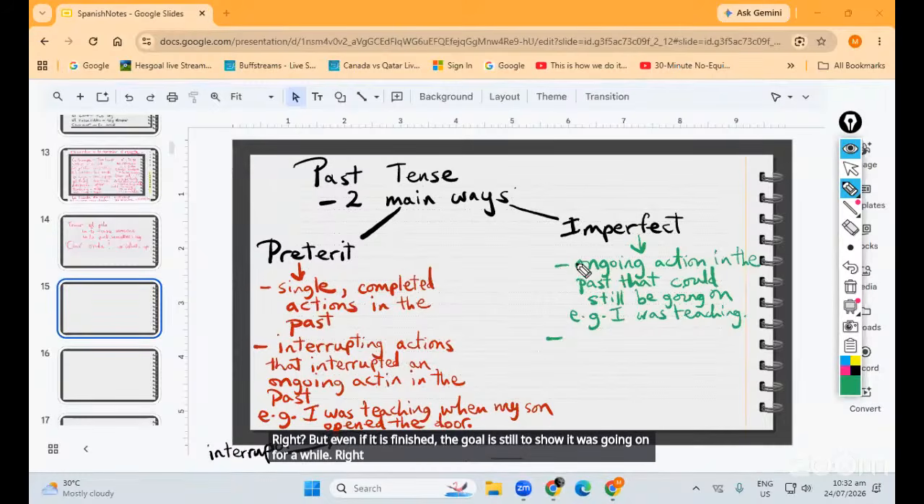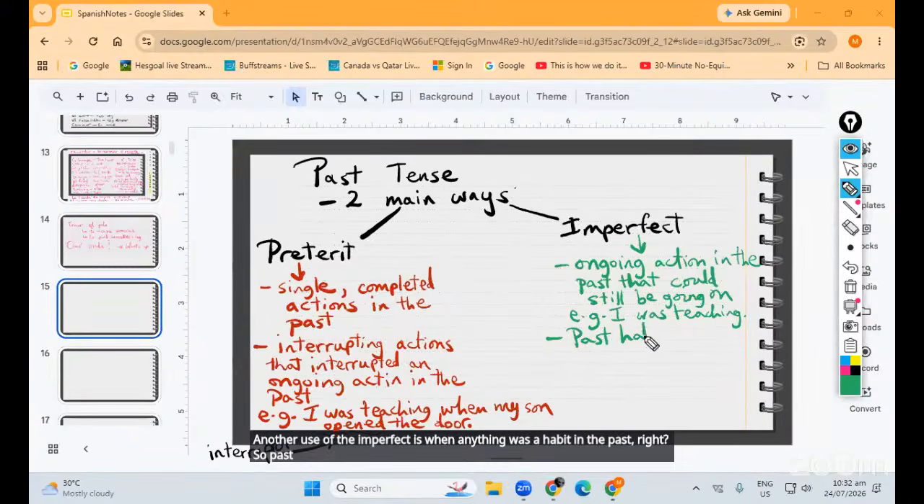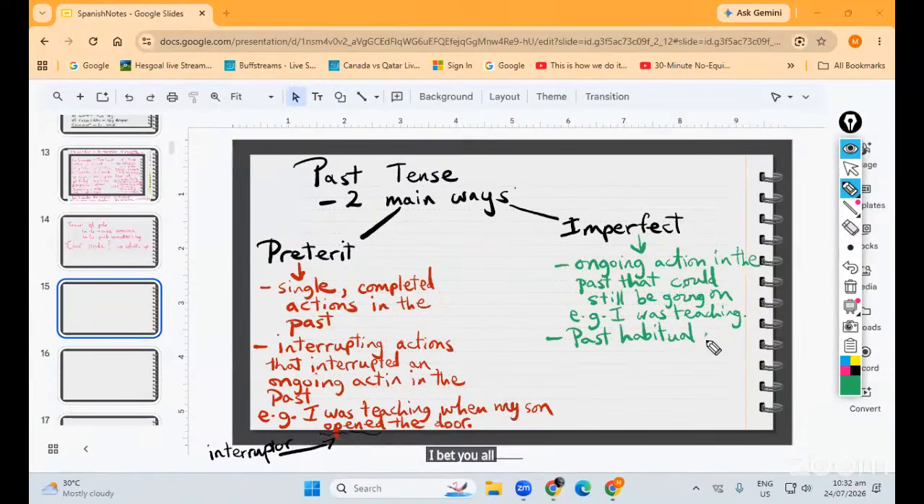Right? Another use of the imperfect is when the thing was a habit in the past. Right? So past, habitual action. Right? So I used to teach at a different school. It went on for a while. Right? I would eat lunch at 11:30 a.m. Right? That used to happen in the past.